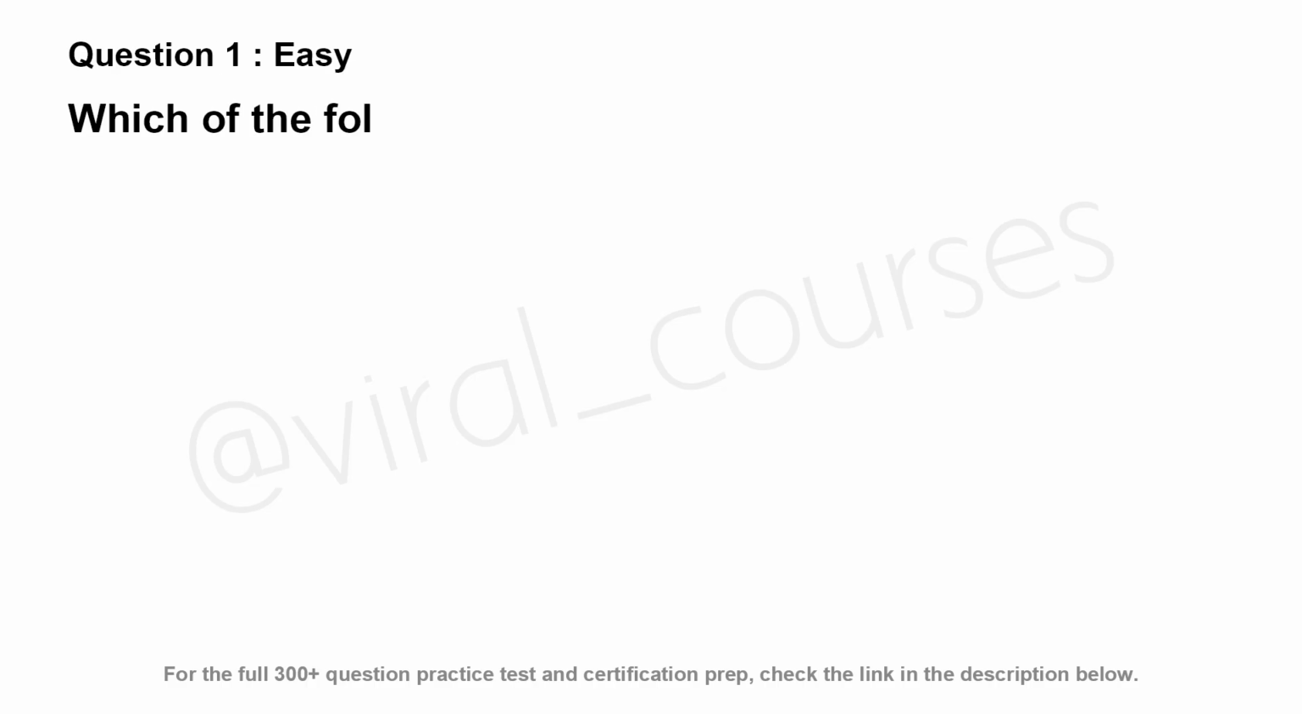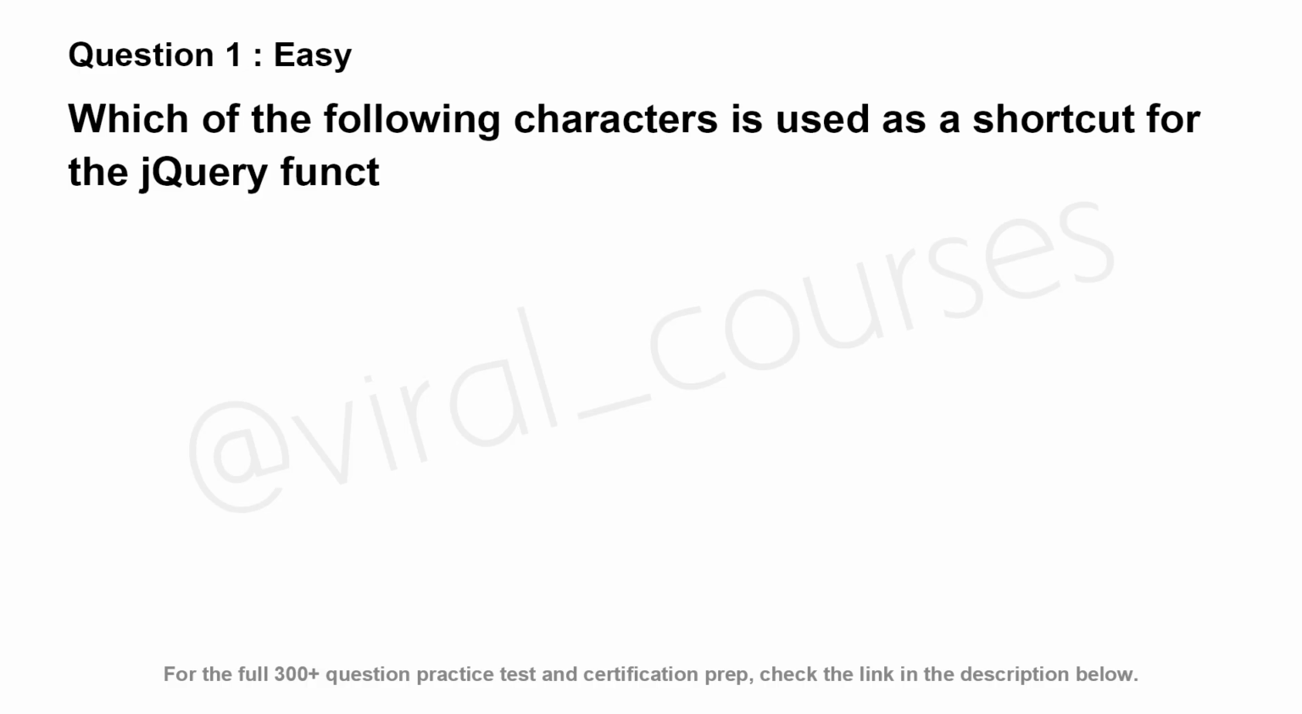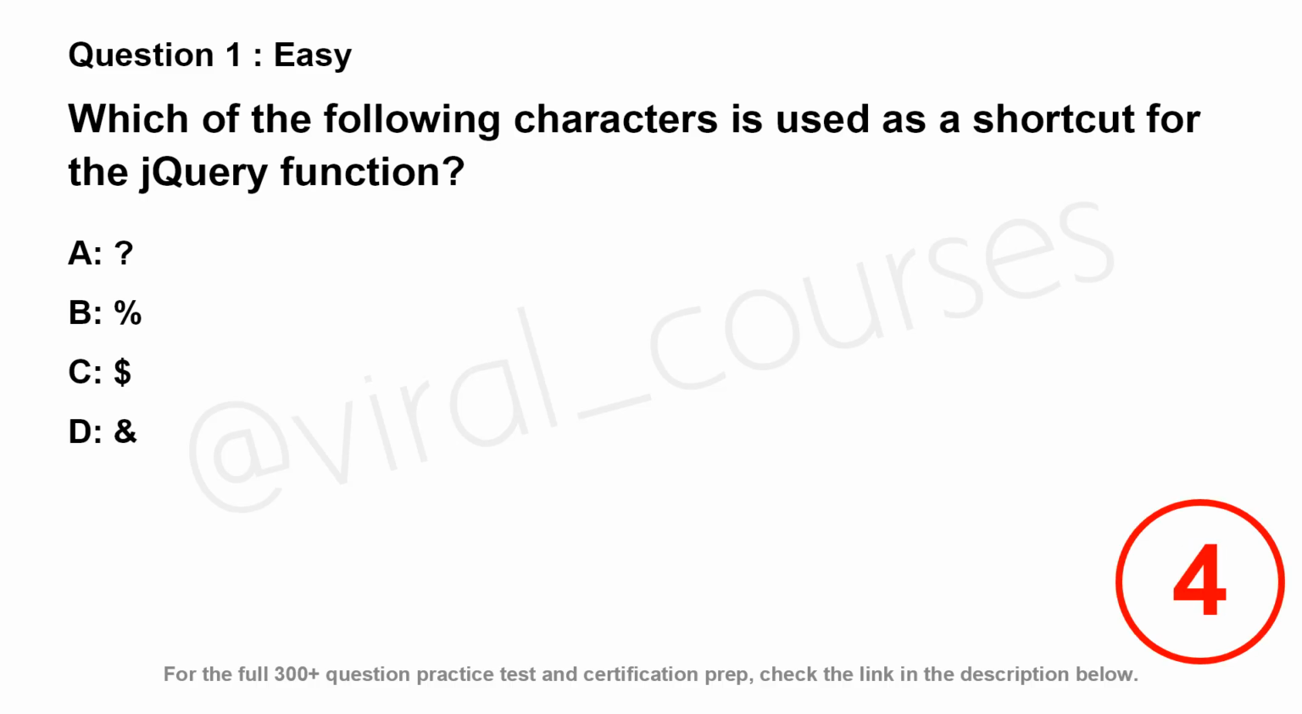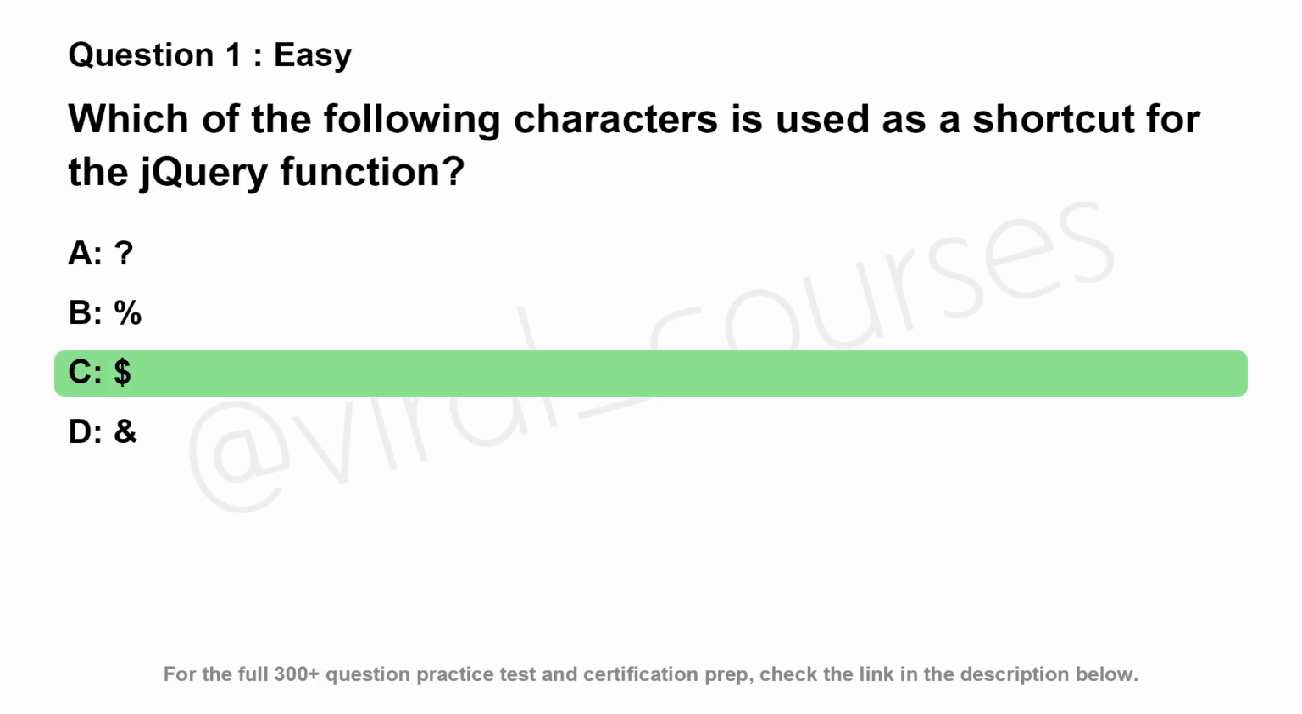Which of the following characters is used as a shortcut for the jQuery function? Option A, &. Option B, %. Option C, $. Option D, @. The correct answer is C.